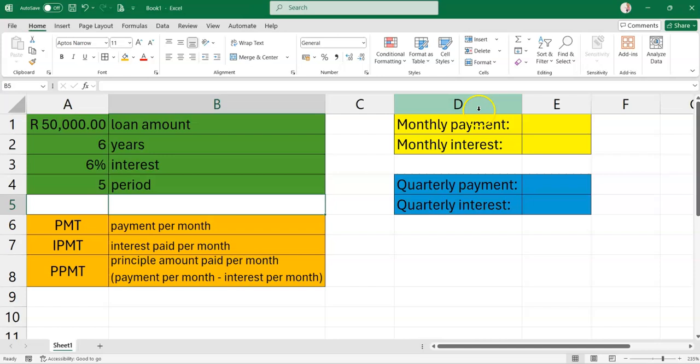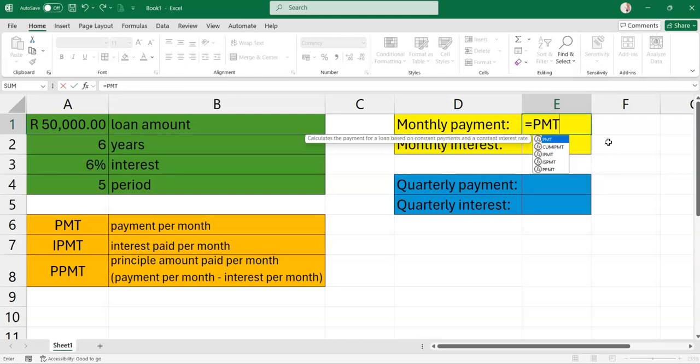Right, so on your right hand side in the yellow, you will see that I want to calculate the monthly payment on this loan. So I'm going to click and start with equal PMT, open bracket. You will see the first thing that they need is the rate. So I'm going to click on the 6%.